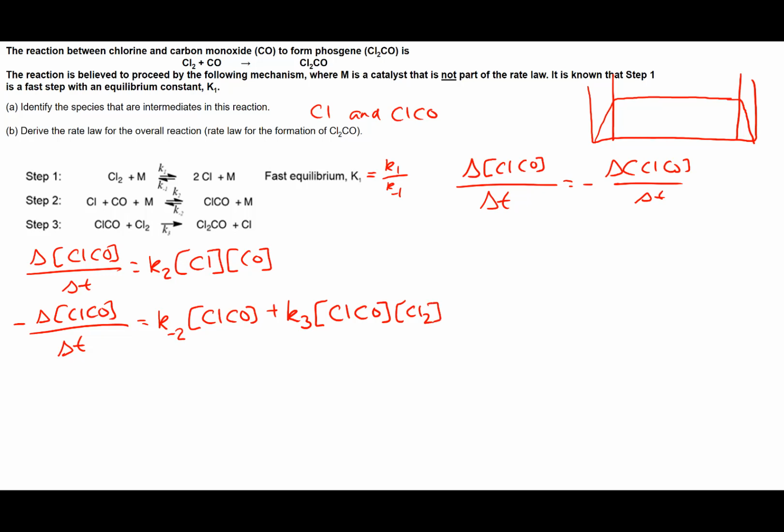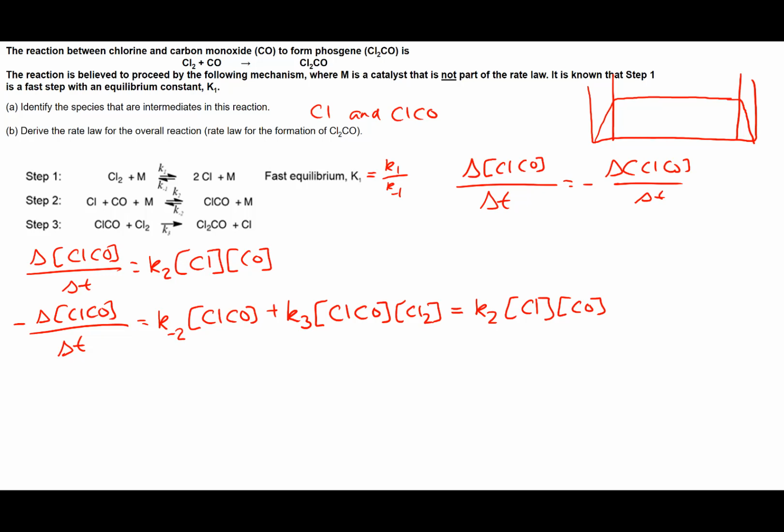And because we said we're doing the steady state approximation, where the rate of consumption is equal to the rate of formation, we can now set these two equal to each other. That's going to be equal to k2 times the concentration of Cl times the concentration of CO. So now we have this set up. For the steady state approximation, what you want to do is get everything essentially equal to the concentration of ClCO, so that you can plug that back into your overall final rate step.